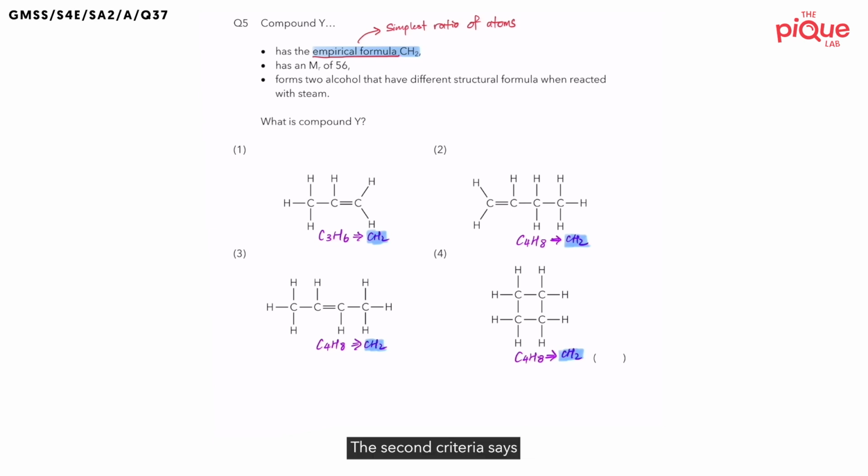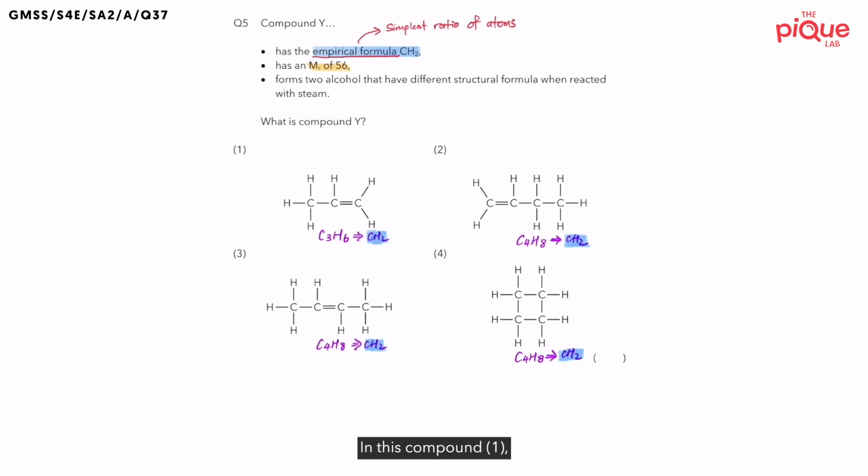The second criteria says that compound Y has an Mr of 56. To work out the relative molecular mass, you just need to add up the relative atomic masses of the atoms in each compound. You have definitely learned this before. Can you just take some time and work it out yourself? I will use the first compound as an example.